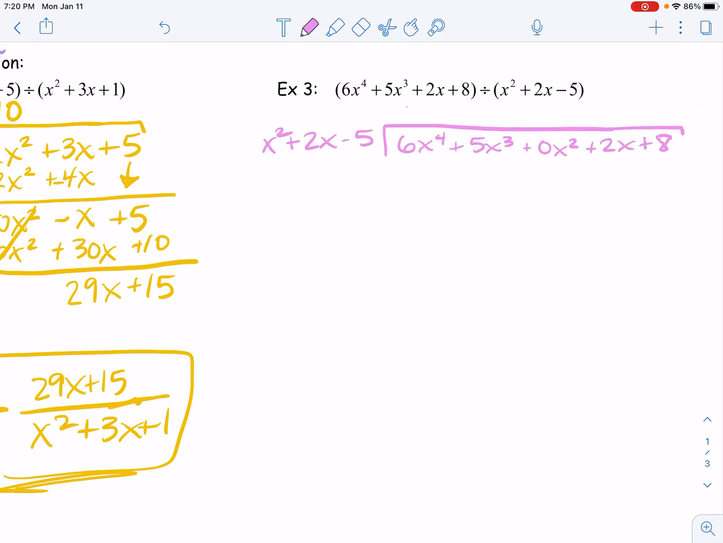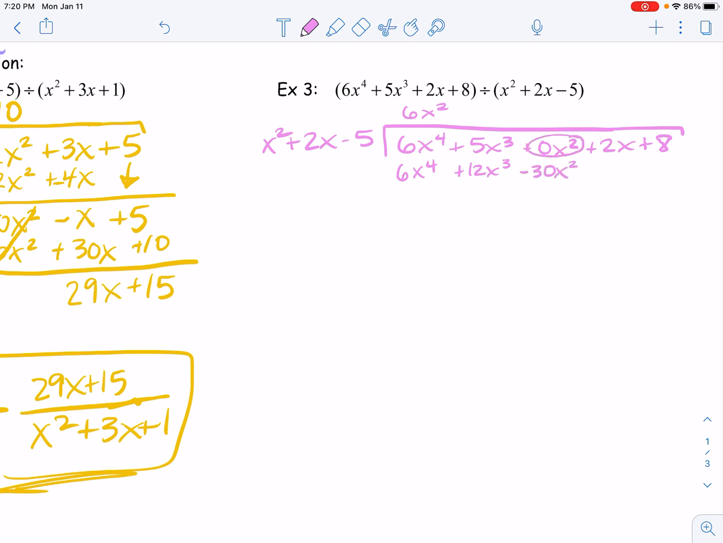Okay, 6x squared. 6x squared times x squared is 6x to the 4th. 6x squared times 2x is plus 12x cubed. Notice that cubic is under the cubic. 6x squared minus times a negative 5 is a negative 30x squared.